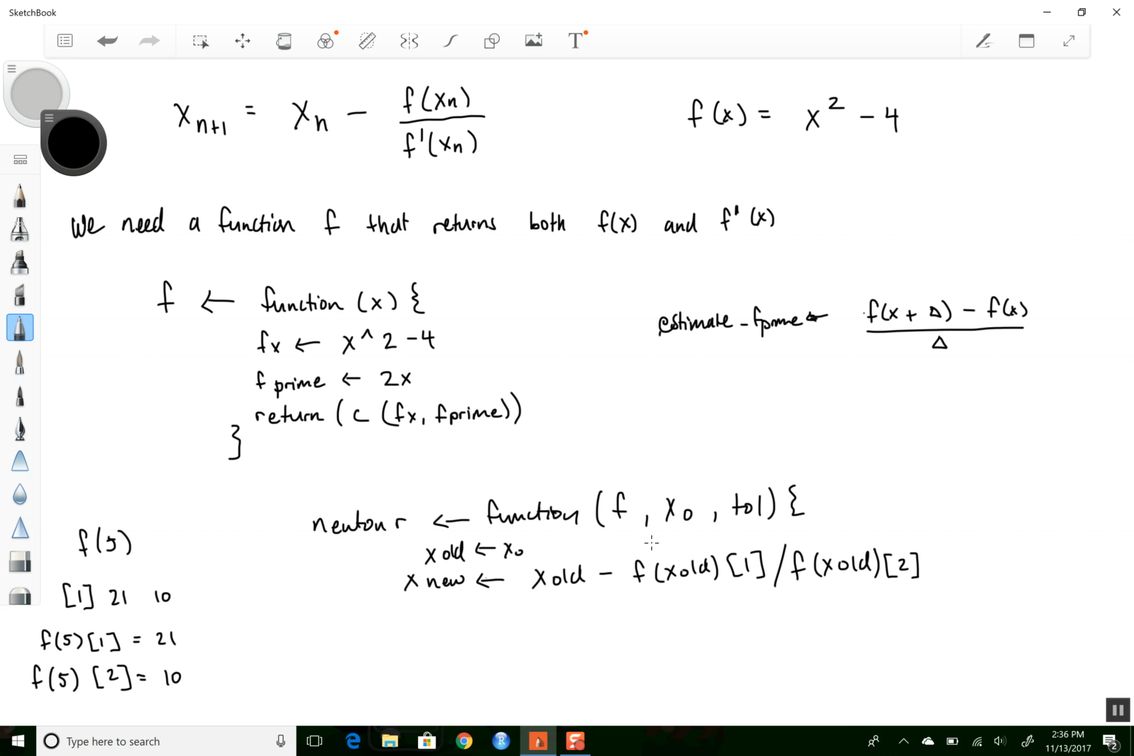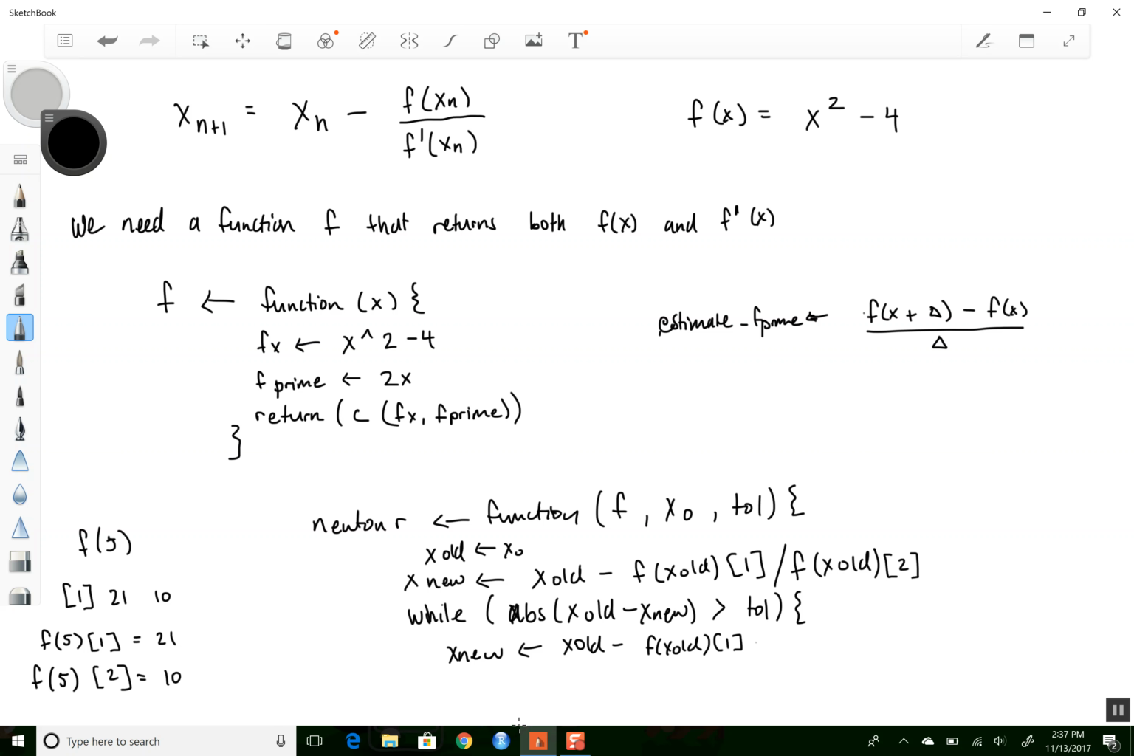F of x old and the second value, right? And then, I guess this is the first iteration, and then you basically just throw in a while loop: while the absolute value of x old minus x new is greater than some tolerance, we're going to just do this thing. X new is, I guess I should throw that in here. Okay, well, anyway, it'll be x old minus f of x old.